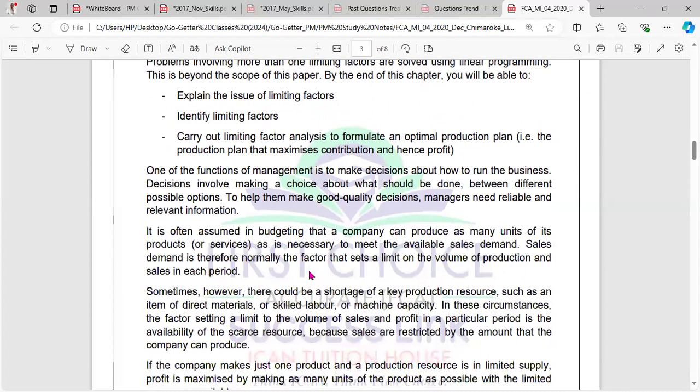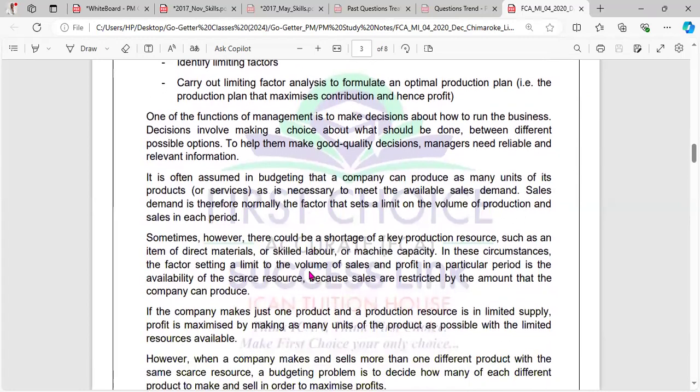One of the functions of management is to make decisions on how to run the business. Decisions involve making a choice between what should be done and between different possible options of doing them. To help managers make good decisions, they need reliable, relevant information. And so you see here, relevant cost also is here.